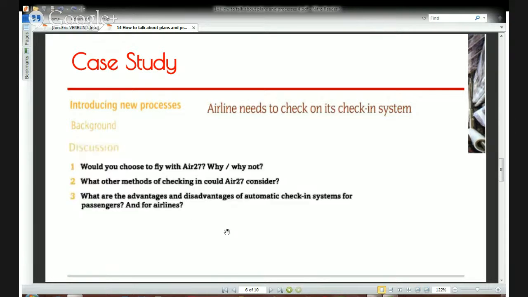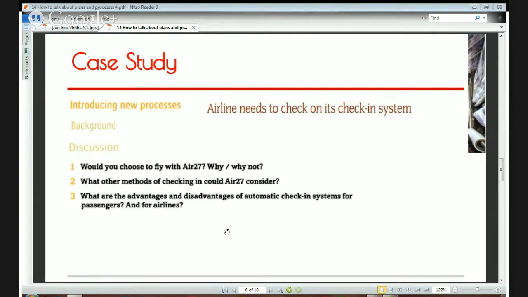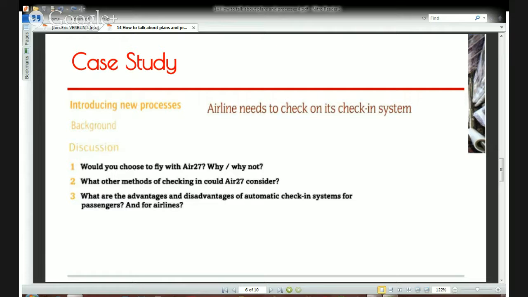And I've got another question for you here. What other methods of checking in could Air 27 consider? Jose, what do you think about this? Have you ever taken a low-cost flight? What other methods do other airlines use? What could they possibly do to fix their problem?